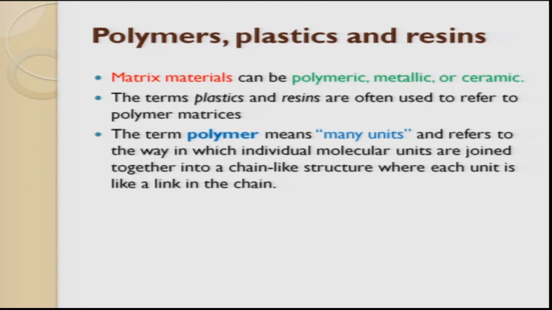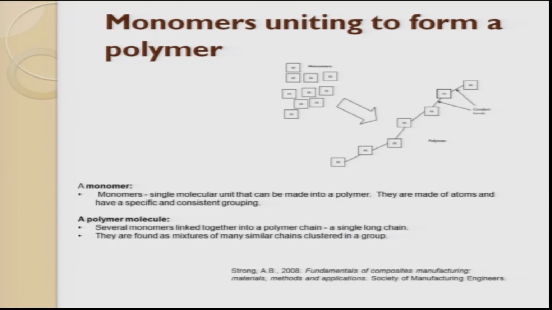The terms plastics and reinforcement are often used to refer to polymer matrix composite. The term polymer means many units are joined together and form a chain, and this chain like structure is called a polymer, and inside this polymer we try to add reinforcement and make a composite material. So these are schematic diagrams.